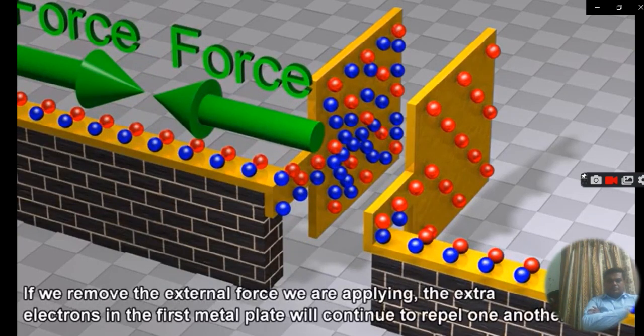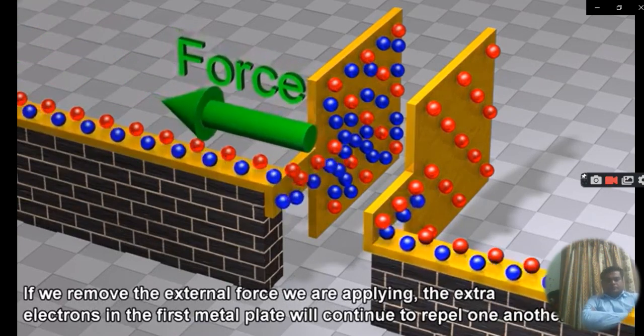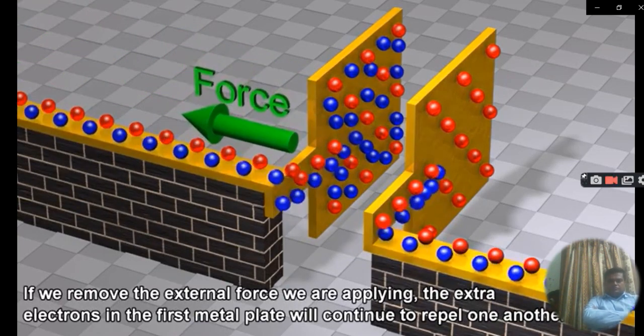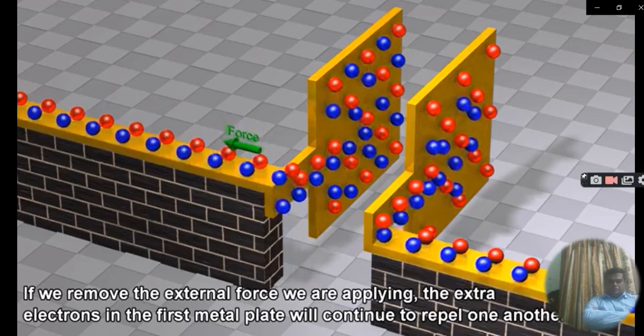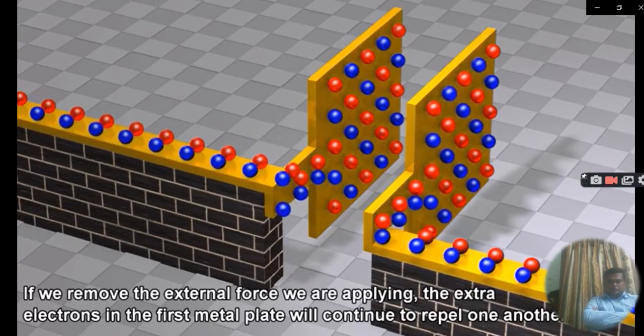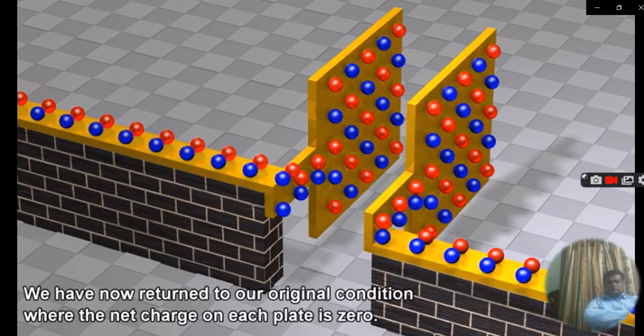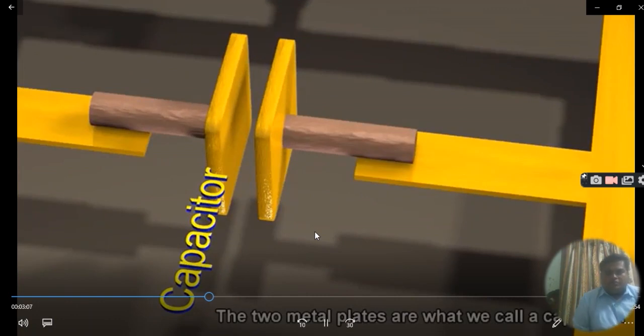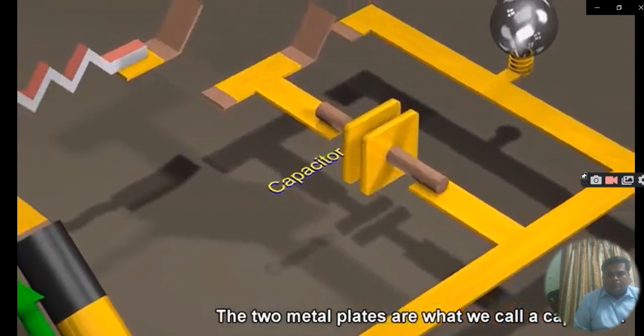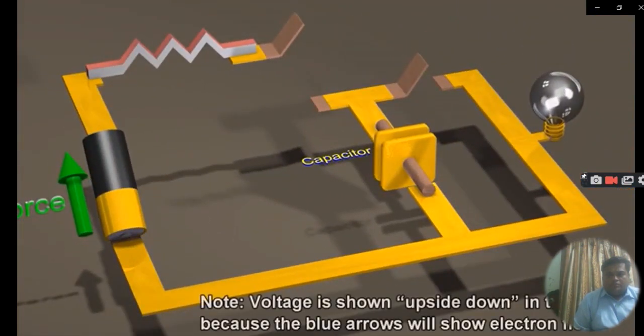If we remove the external force we are applying, the extra electrons in the first metal plate will continue to repel one another. We have now returned to our original condition where the net charge on each plate is zero. The two metal plates are what we call a capacitor. Note, voltage is shown upside down in this video because the blue arrows will show electron flow.